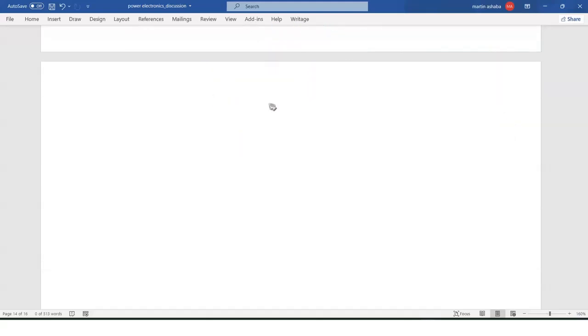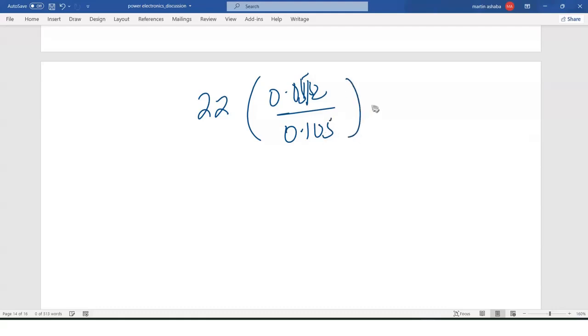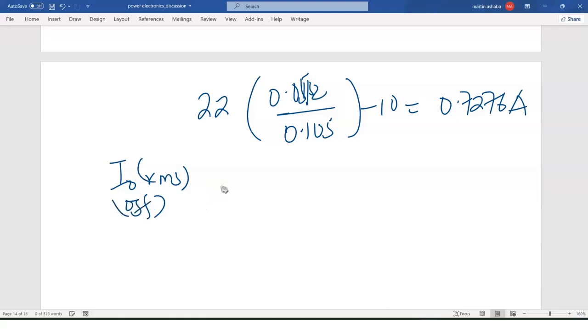So this value is going to be 22 into 0.0512 divided by 0.105, minus 10, and this is giving us 0.7276 amps. So meaning the I naught when the chopper is off is going to be negative what?